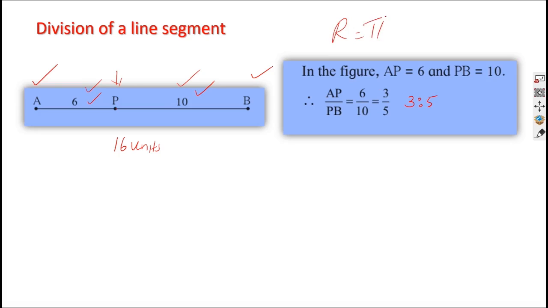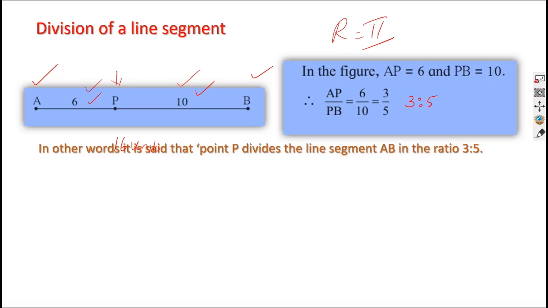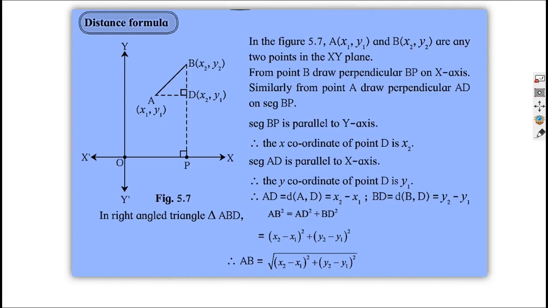Now we can simply say that point P divides the line segment in the ratio 3:5. Correct? Now let us remember something else which we recently studied.